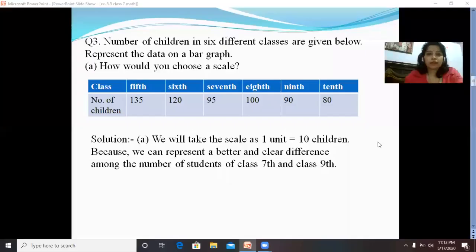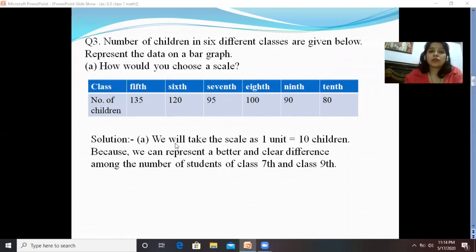So see question number 3. The number of children in 6 different classes is given below. Represent the data on a bar graph, and how would you choose a scale? See, for choosing a scale, we will consider the data. All the numbers which you can see can be counted in the table of 5 or in the table of 10. Both can be chosen by you, but I suggest we take 10.